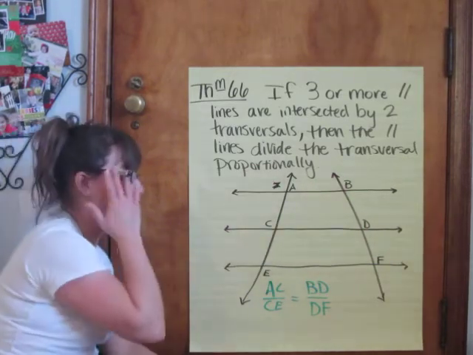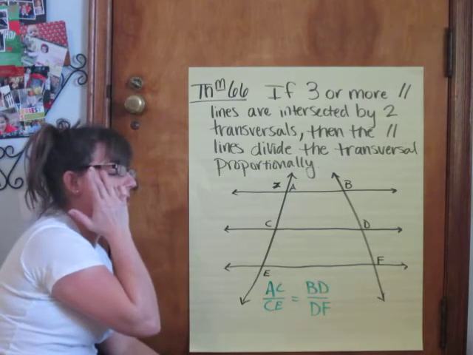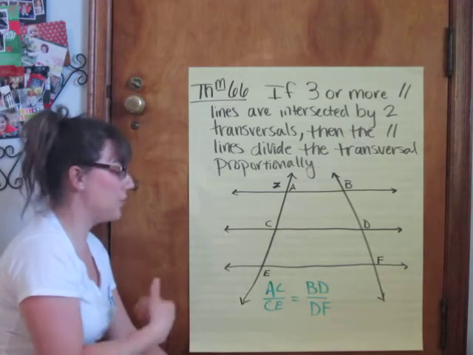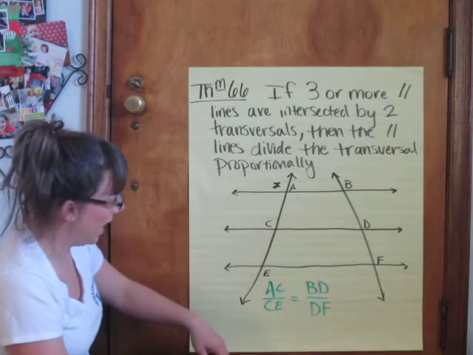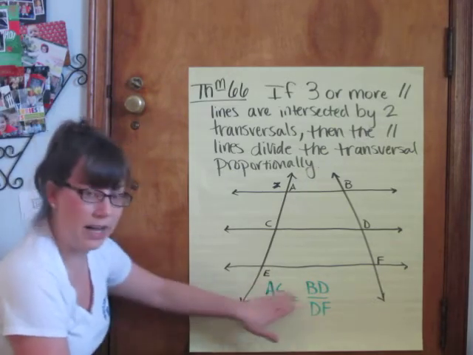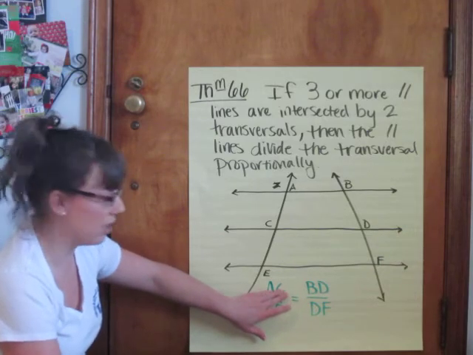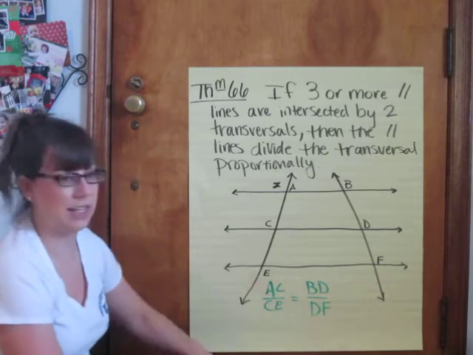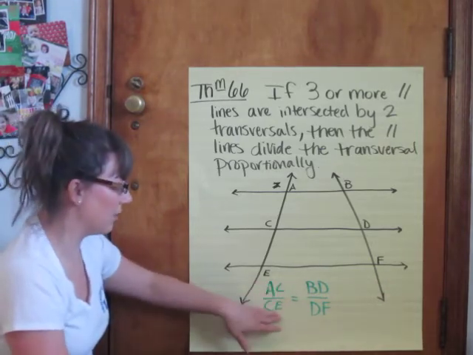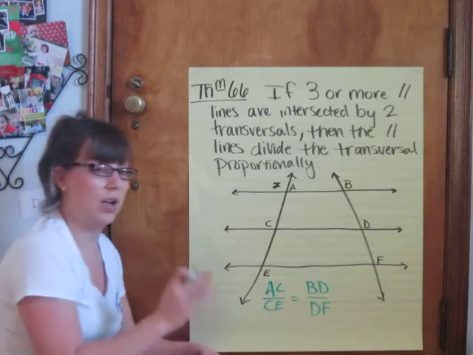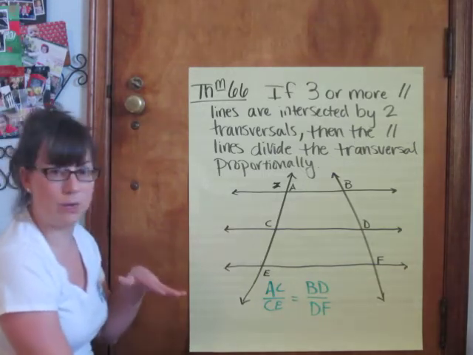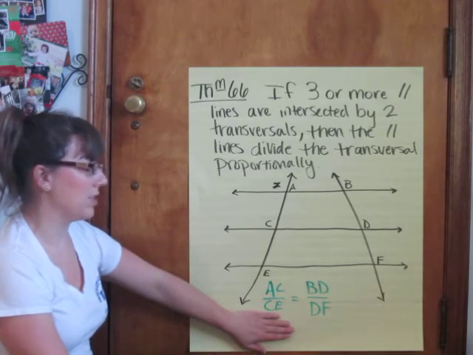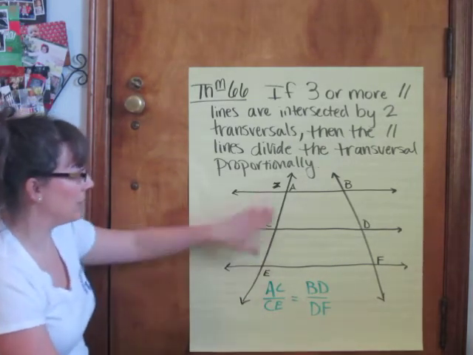Okay? The order matters, but just like we talked about before, either one of these can be the means, either one of these can be the extremes. So you can rearrange them just so long as AC and DF stay together when you're cross multiplying. Okay? So instead of AC over CE, we could have CE over AC. Wouldn't make any difference. So just like that theorem we talked about a few days ago, same idea here. So it doesn't matter as far as that goes, but you do need to keep the order.